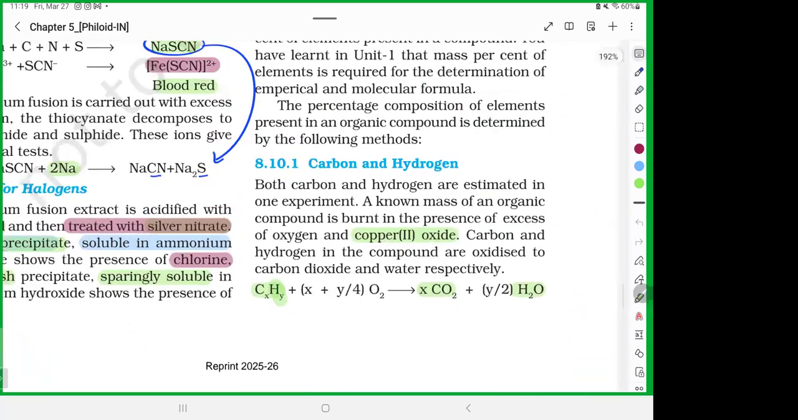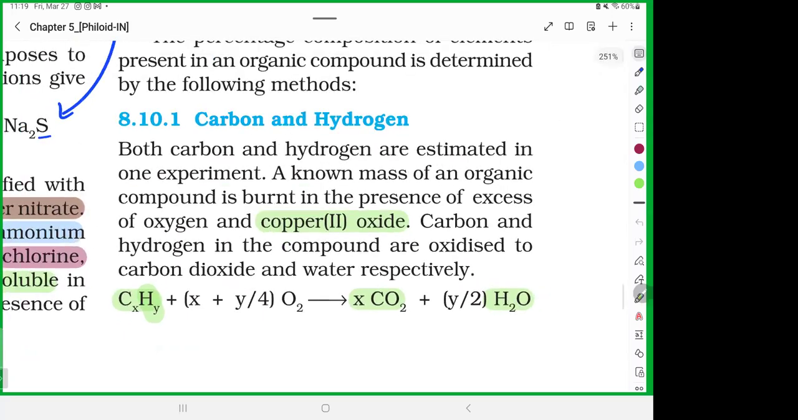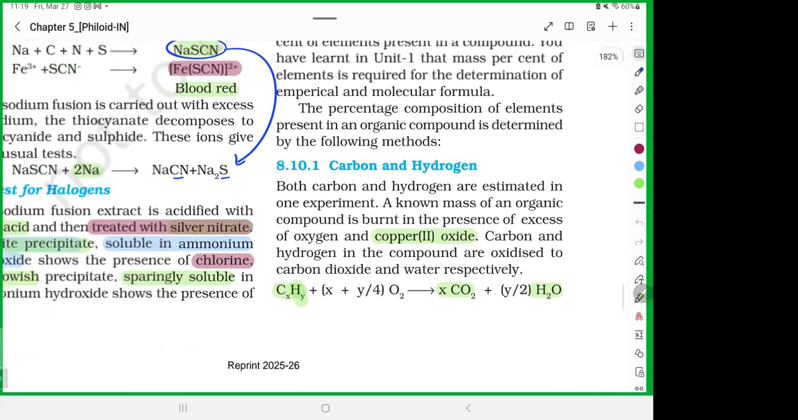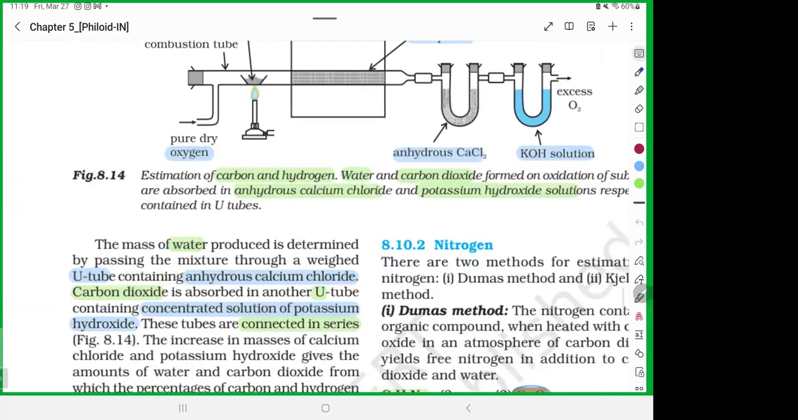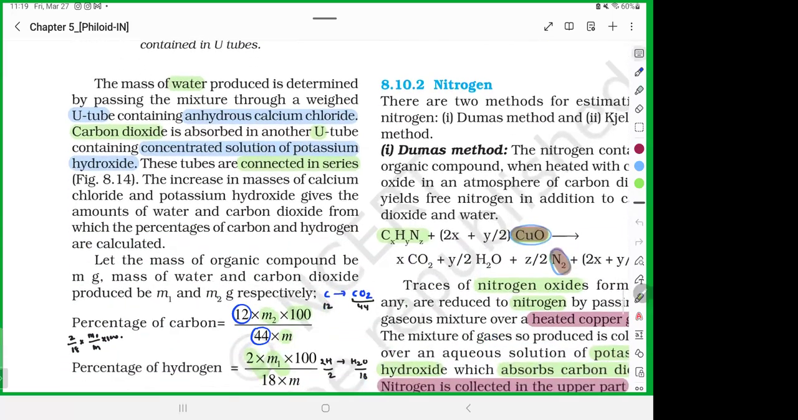Both carbon and hydrogen are estimated in one experiment. Copper oxide: CxHy, when reacted with (x + y/4) oxygen, forms CO2 and H2O. Right? And here the water will be absorbed by calcium chloride in a U-shaped tube, and CO2 is absorbed by KOH. Both are connected in series, and you can calculate the carbon and hydrogen percentage. Right?